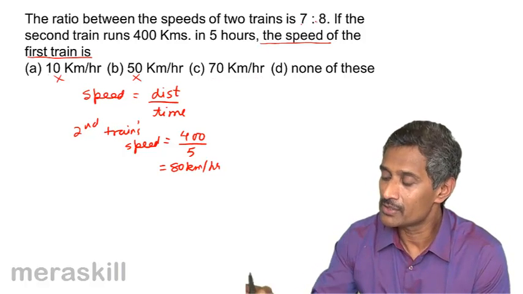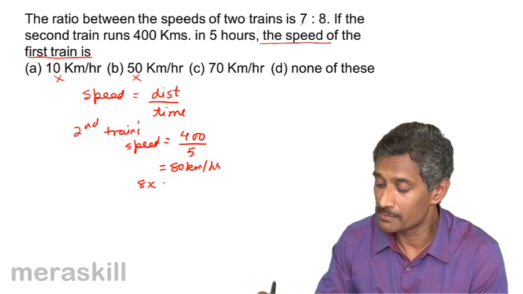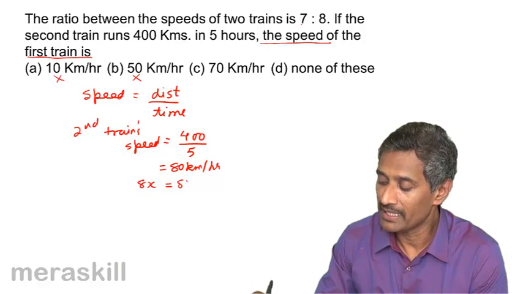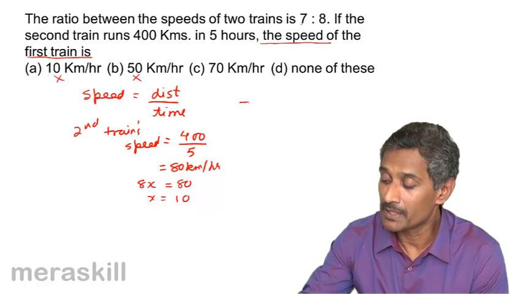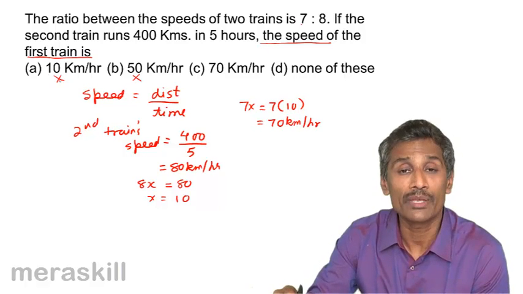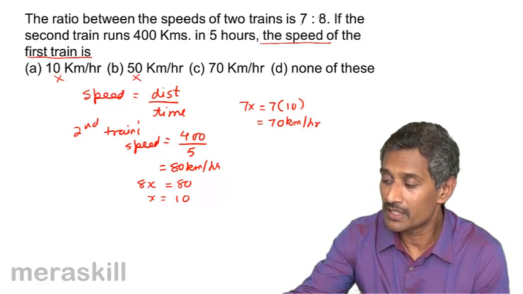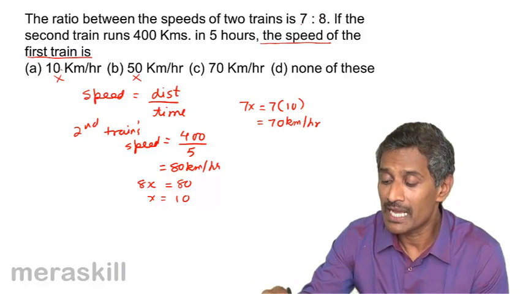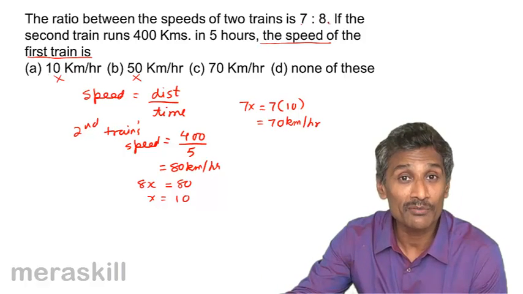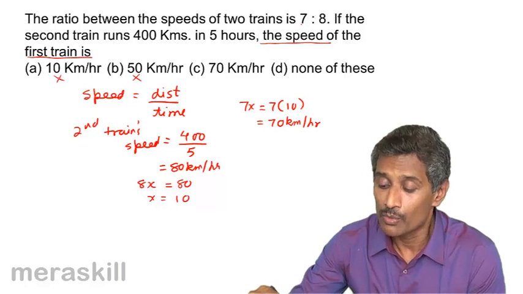Quickly let's see, 7:8. If the ratio is 7:8, the second train's speed is 8x, and 8x is 80, so you get x as 10. That means the first train's speed is 7x, that is 7 into 10, 70 kilometers per hour. So here also we have eliminated 10 and 50, because if this is the ratio of the speeds, then the speeds have to be multiples of the terms of the ratio. We did a similar case regarding angles earlier.